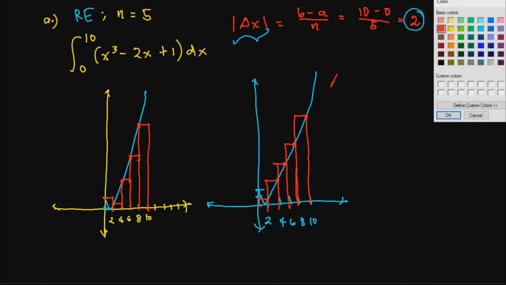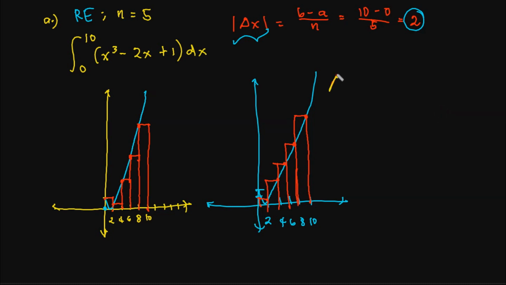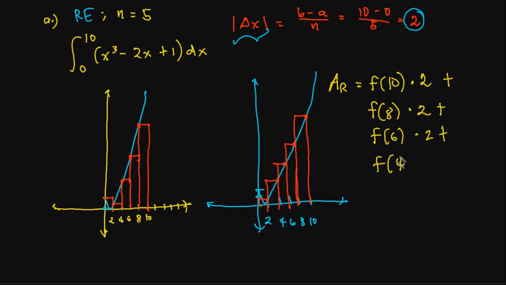So, I'll be using our a sub r. That is equal to, we start at the upper limit, so that is f of 10, and then times our norm, so that is 2, plus f of 8 times 2 again, plus f of 6 times 2 again, plus f of 4 times 2 again, and then finally our f of 2 times 2. So now our f of 0, we will not include it because we're starting with the right endpoint.